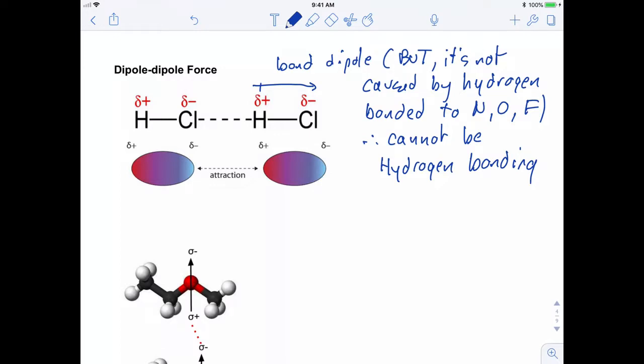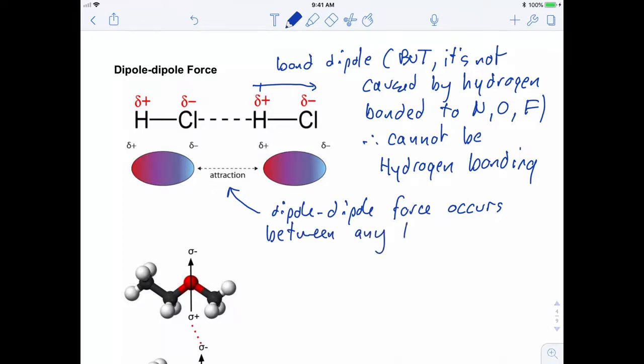And because the force of attraction is caused by a dipole moment in the two molecules, it's known as a dipole-dipole force. And so dipole-dipole forces occur between any two polar molecules. Any two molecules with a permanent dipole will show dipole-dipole forces as their intermolecular force.